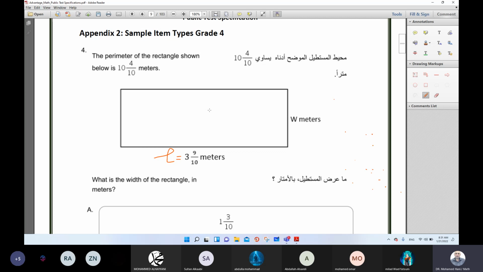Start from the rule of the perimeter. Who can remember us? What is the rule of the perimeter? Perimeter, represent P, equal 2 times length plus 2 times width. Then substitute the known values. We have the perimeter here, 10 and 4 over 10, equal 2 times the value of L, as you see, 3 and 9 over 10.